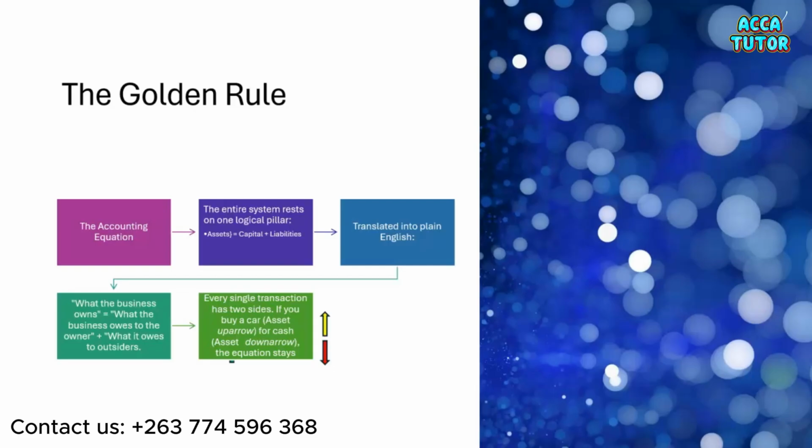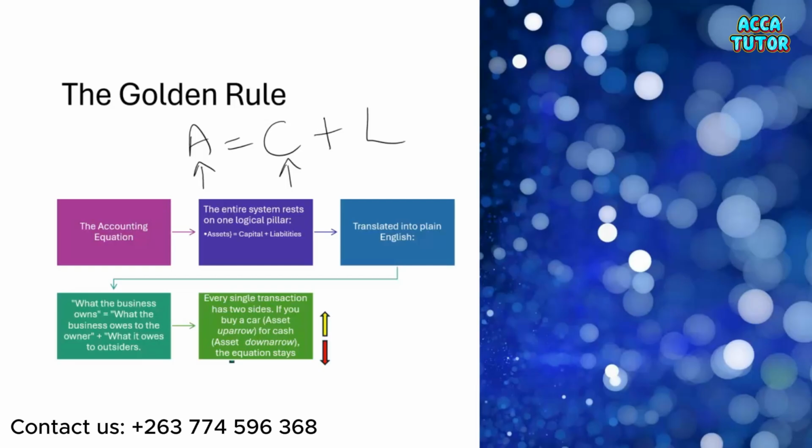Assets is equal to capital plus liabilities. We have talked about this equation in the previous lecture, that is week 1. So if we want to translate what this equation says in plain English, what the business owns, the assets, is equal to what the business owes to the owner. Remember, I said the owner and the business are two separate entities.